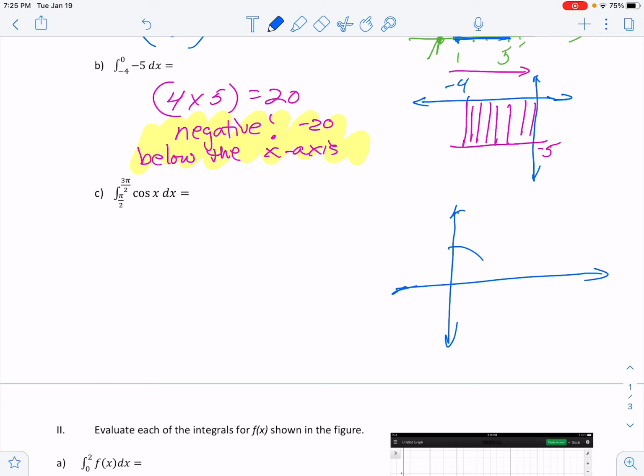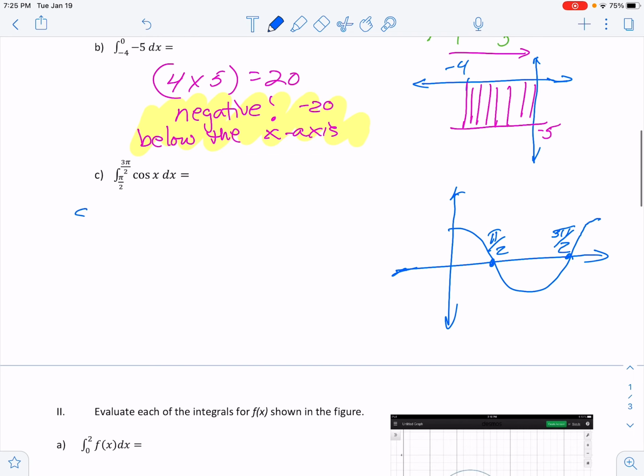Well, let's see. The graph goes like this. This is pi over 2, and this is 3 pi over 2. I said, well, what is it? Is it a semicircle? Well, sort of. So a semicircle is 1/2 pi r squared. And the question is, what's the radius? Well, from here to here is pi over 2, right? So you'd have 1/2 pi times pi over 2 squared, and you'd get pi cubed over 8.